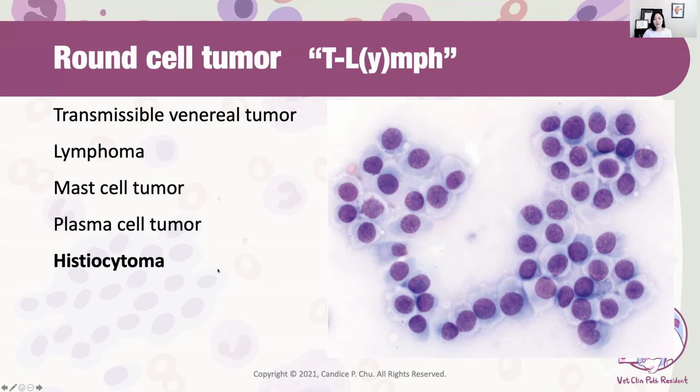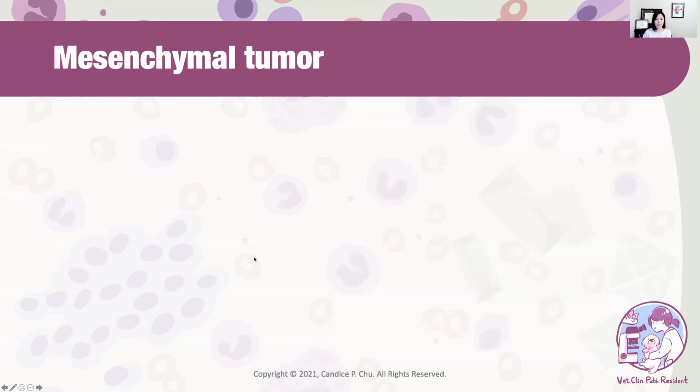So usually if you determine this is a round cell tumor and it does not have any of the above morphologic features, this is most likely a histiocytoma. Sometimes people describe that as a fried egg appearance. You have the egg white and then the egg yolk in the center. Other than that, you have nothing. That would be the morphologic feature for histiocytoma.